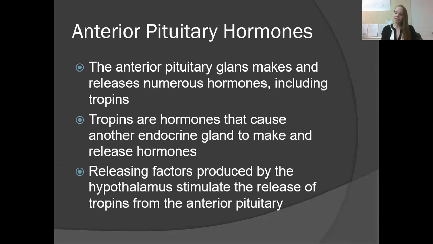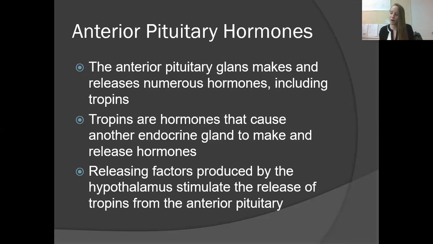Okay, so that's it for the posterior pituitary. Then we get to the anterior pituitary, which makes its own hormones, including tropic hormones, also called tropins. Again, those tropins are just hormones that go to another endocrine gland. So for example, ADH goes to the kidney. The kidney is not an endocrine gland, therefore ADH is not a tropic hormone. Same with oxytocin. Oxytocin goes to your muscles, so that is not a tropic hormone because it's not going to an endocrine gland.